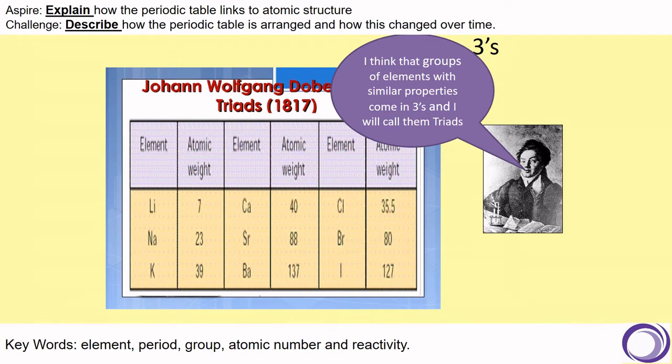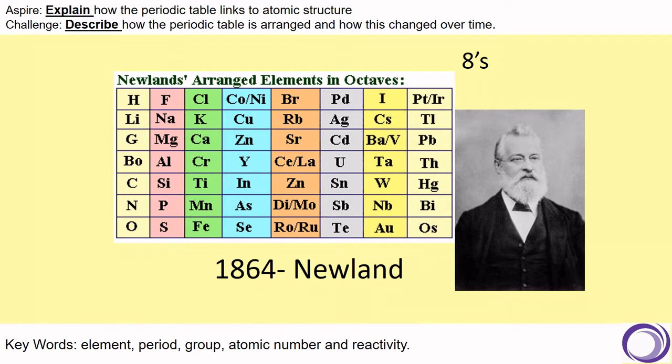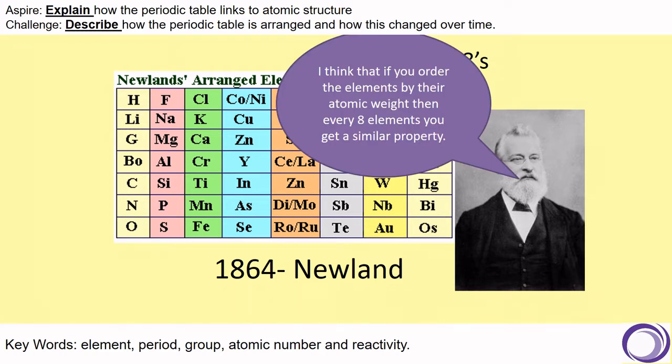Now then we got another scientist, and that is Newland. Newland was actually a musician, he was a keen piano player, and he went with a different law, which was the law of octaves. And he said if you order the elements by their atomic weight, then every 8 elements you would get a similar property. That was a little bit like the second time when we put them in rows of 4 and then increased the mass, and sometimes it didn't quite fit with our properties. So that was Newland's octaves.